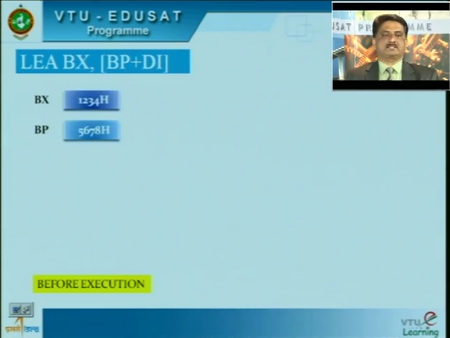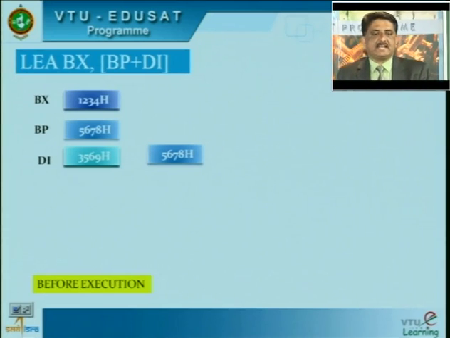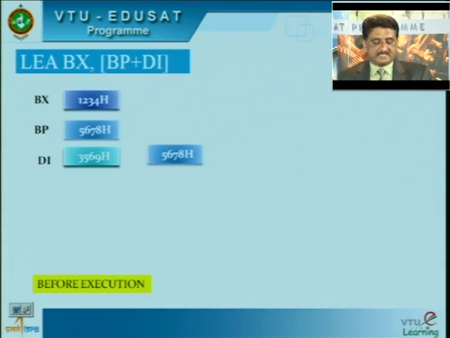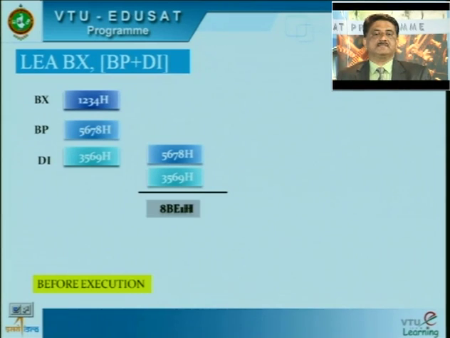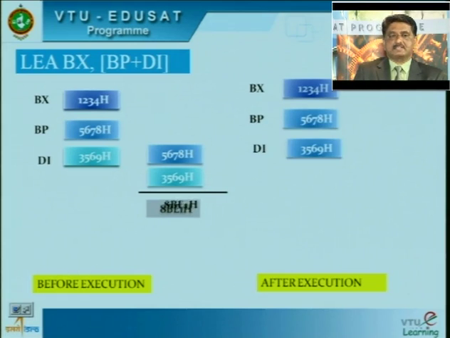How does this work? Now let us try to understand. Before execution, the content of BX is 1234H, the content of BP is 5678H, and the content of DI is 3569H. Initially we add BP plus DI. BP is 5678H and DI is 3569H. Both of these are added, and I will get 8BE1H. Then after the execution, what will happen? Let us try to understand now.